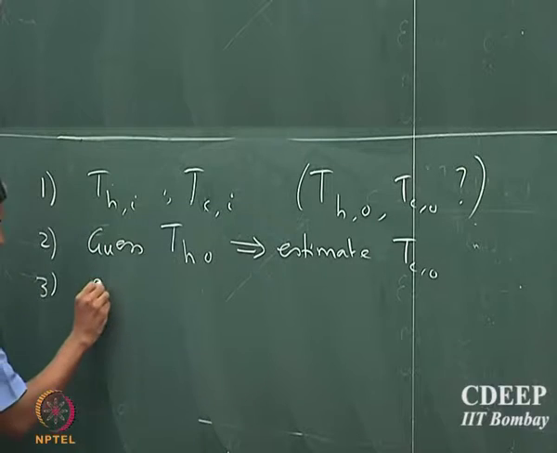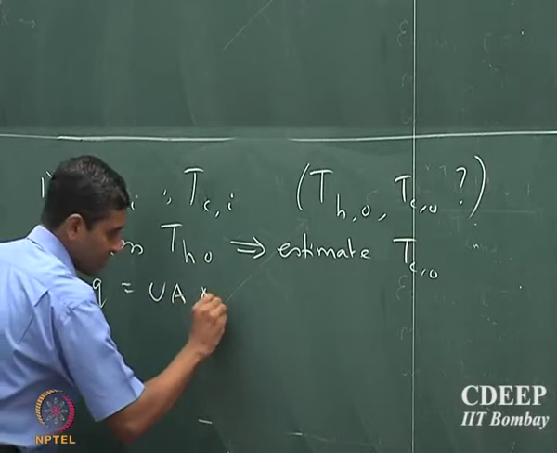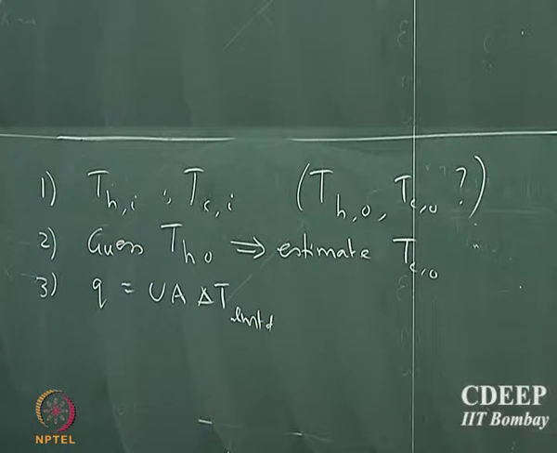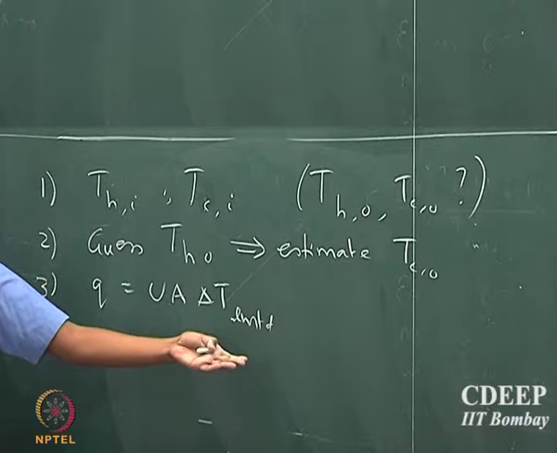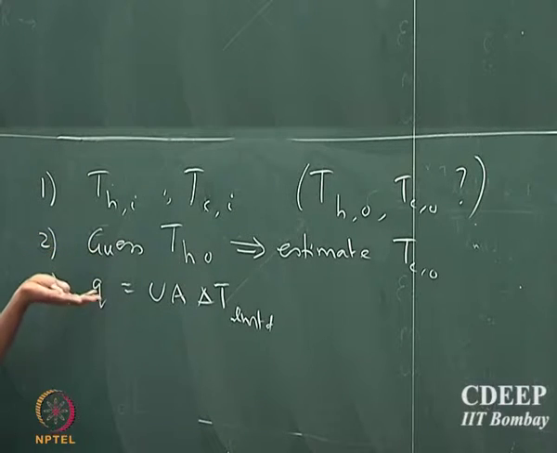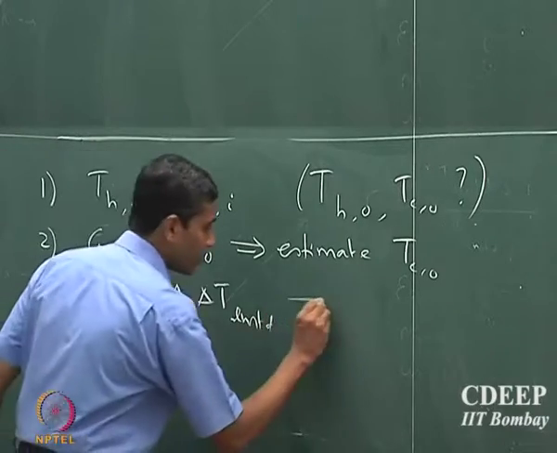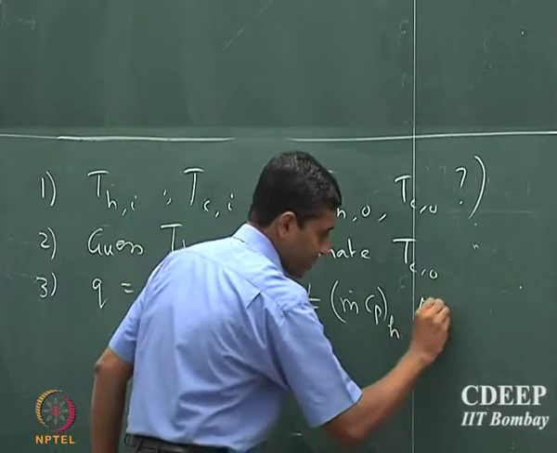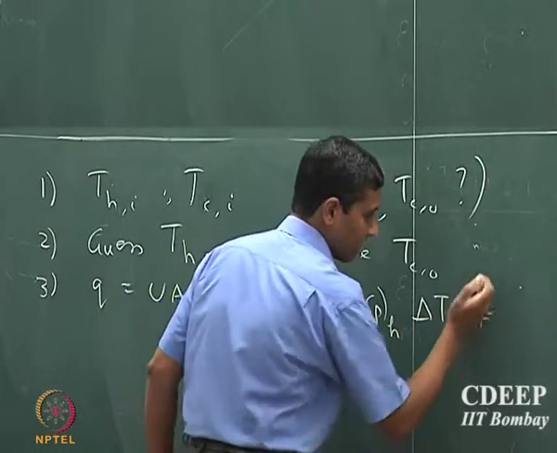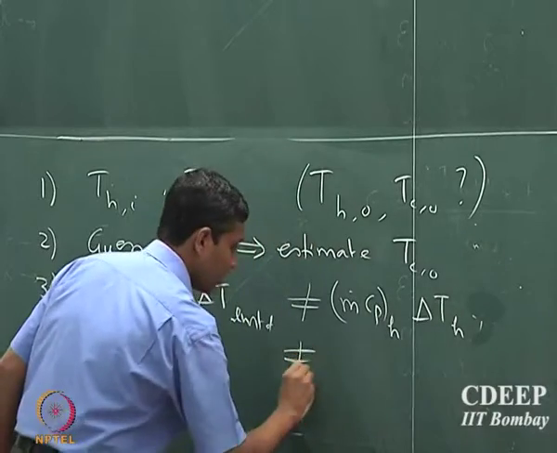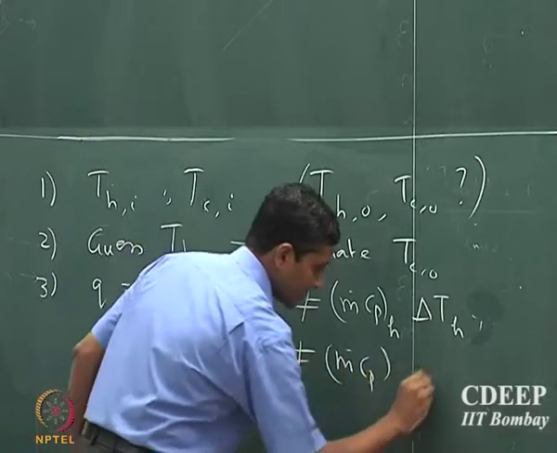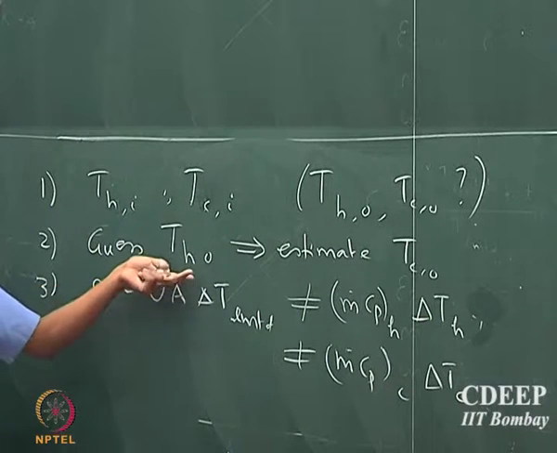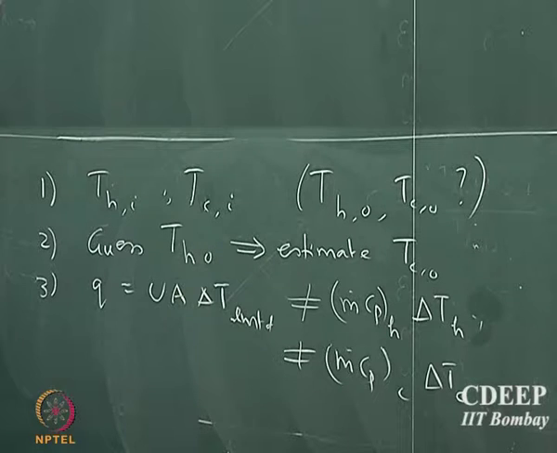Then from here I can find out UA delta T LMTD, assuming that the area and the heat transport coefficient are known. I can find out delta T LMTD. Now obviously this is not going to match with the m dot Cp delta T, right? This is not going to be equal to, and that's not going to be equal to m dot Cp cold, simply because the initial guess that you made is not right. I mean, we know that it's not right, it's a guess.